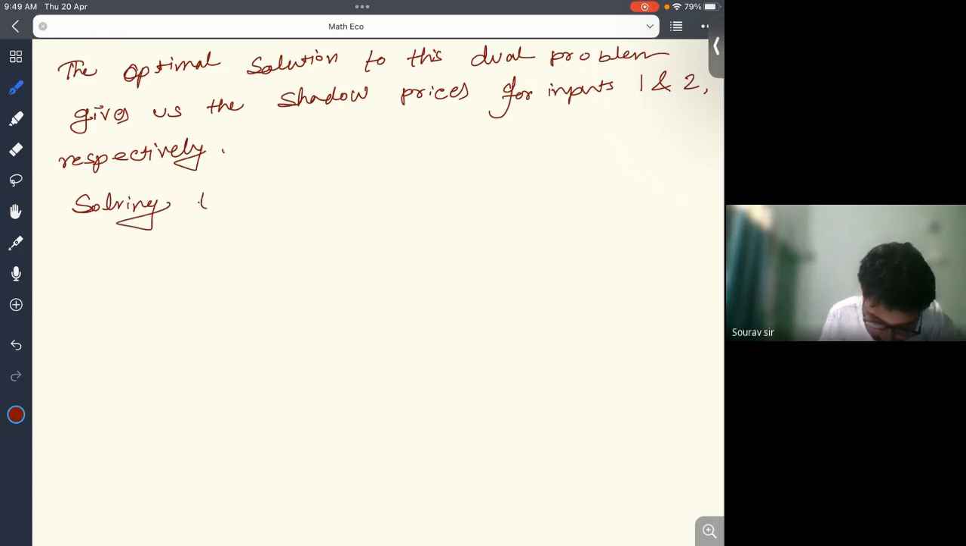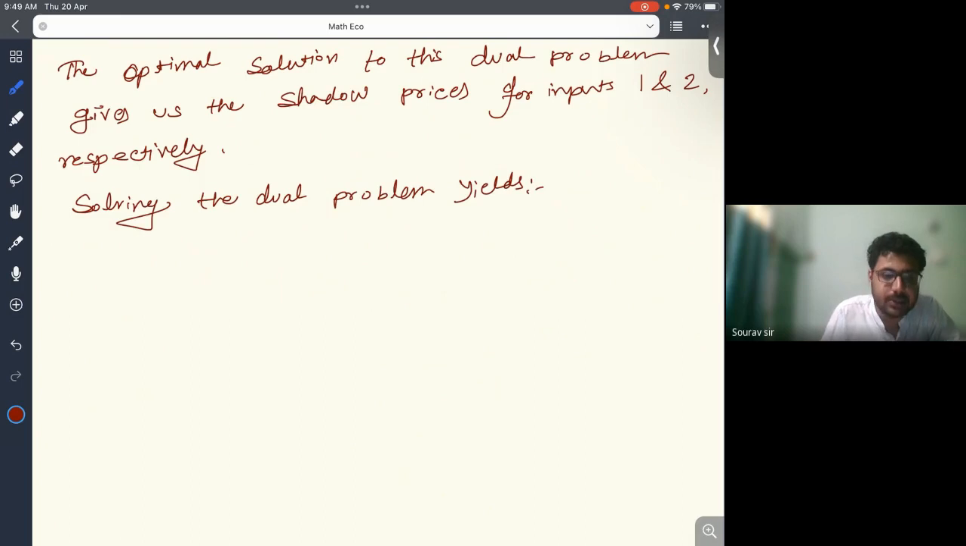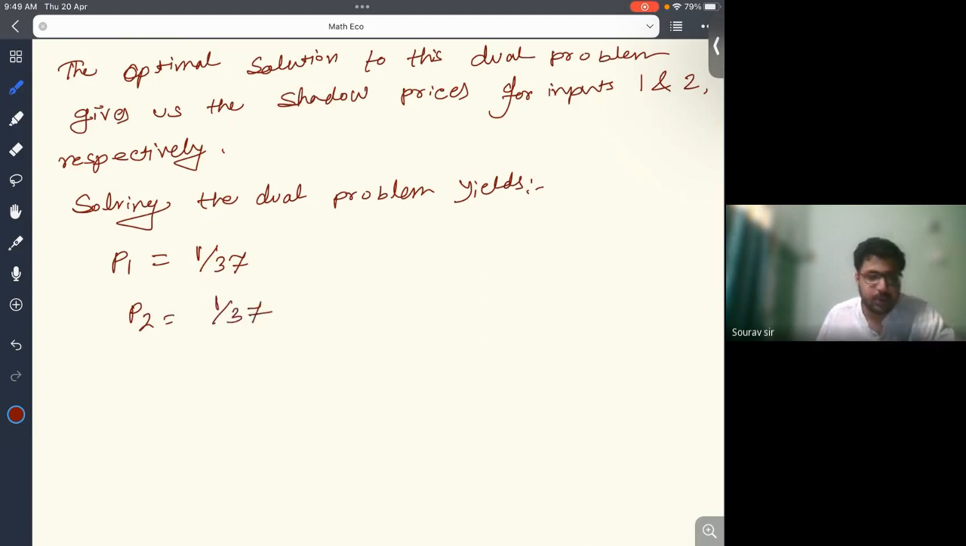So solving the dual problem yields that, if you just apply the basic methods of dual problem solution, you will get that P1 is equal to 1 by 37 and P2 is equal to 1 by 37. So we are getting that both are the same.